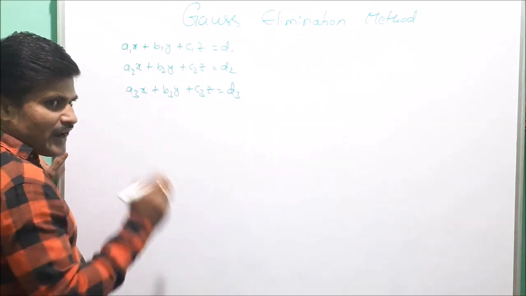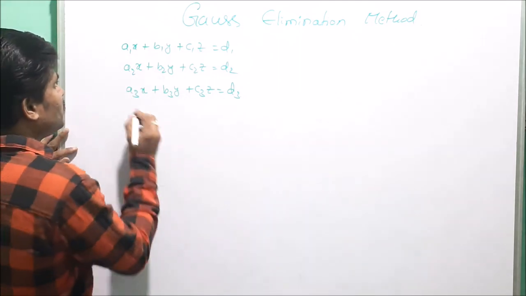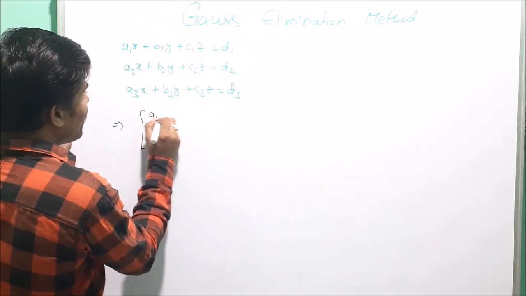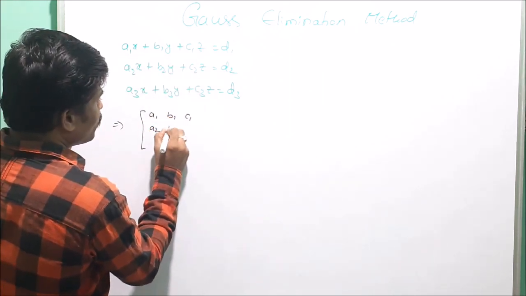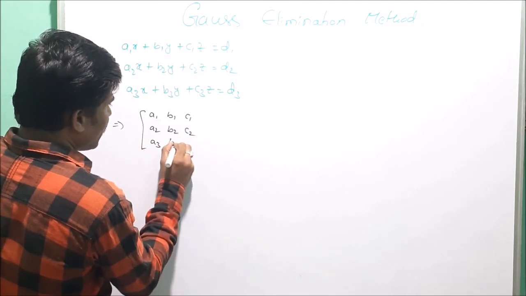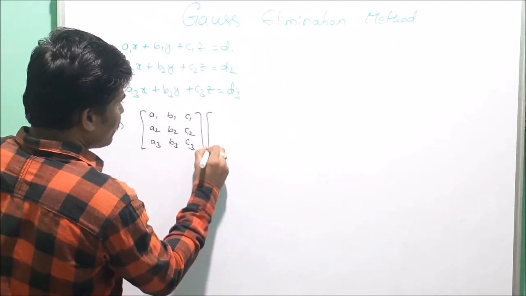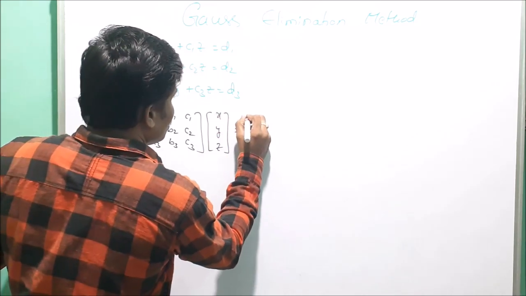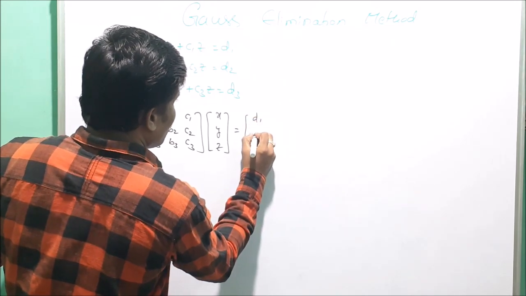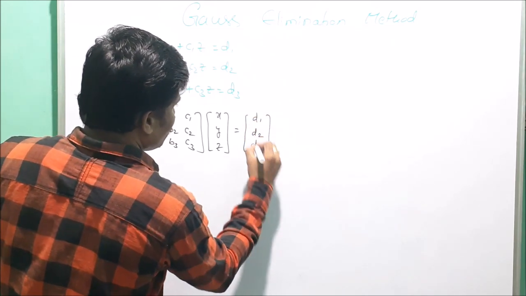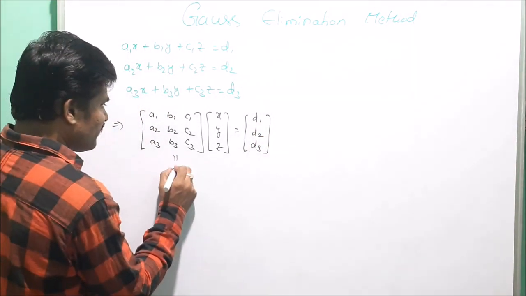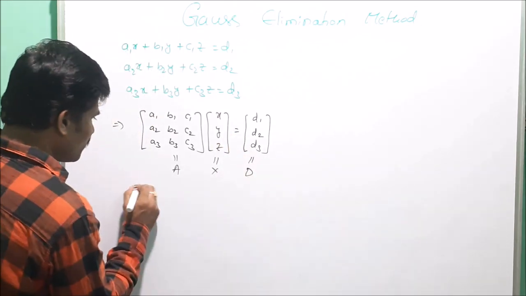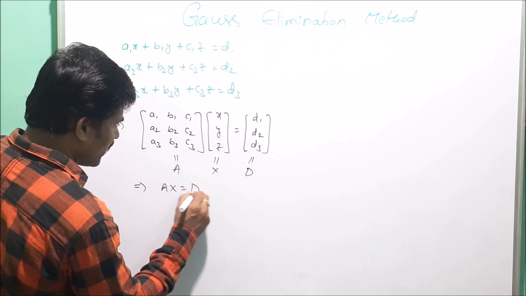First of all, we write the system in matrix form. We take the coefficients of x, y, z: a1, b1, c1, a2, b2, c2, a3, b3, c3. This is the coefficient matrix, and the variable matrix is the column matrix x, y, z. Similarly, the constant matrix is also a column matrix d1, d2, d3. So this is the matrix form. Here we take this as A, this as X, and this as D, so the matrix form is AX equals D.